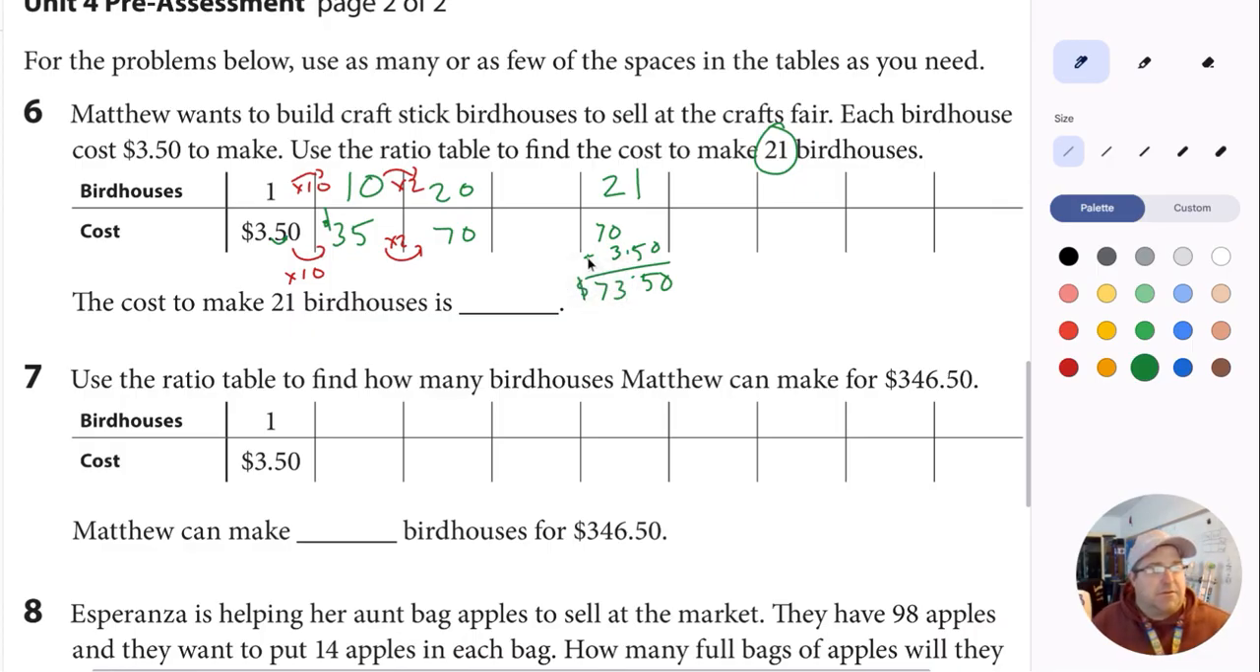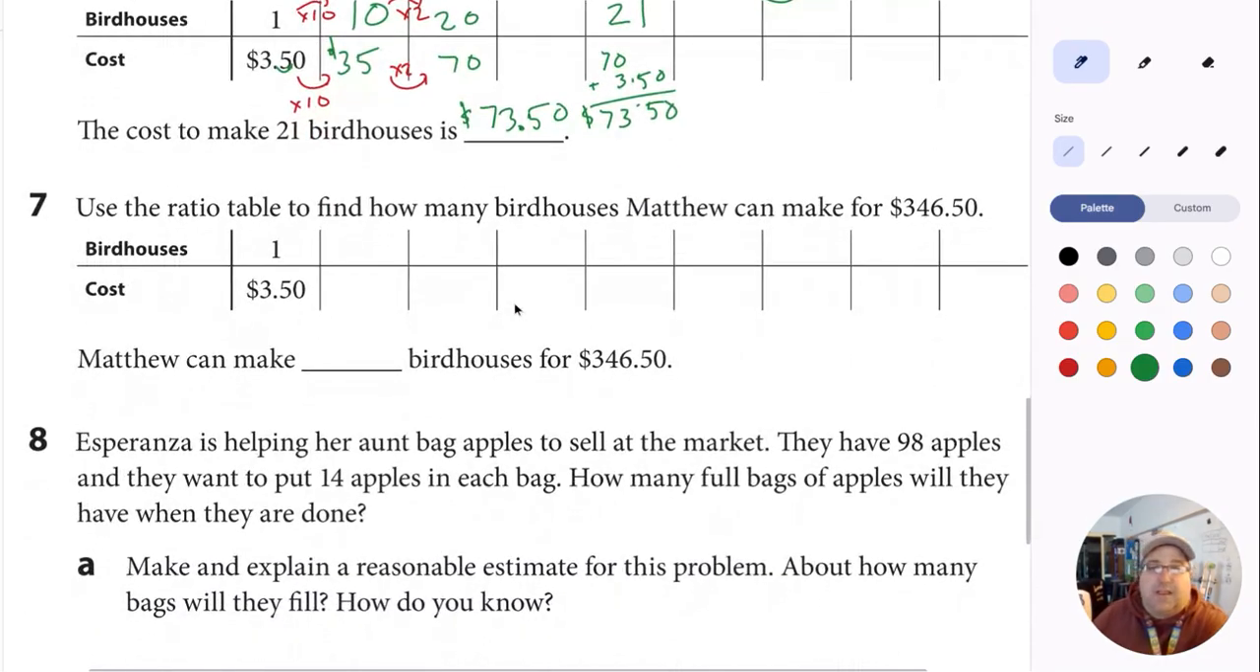So again, you can set your ratio table however you want. I'm looking at the answer key just as we're going, to make sure I'm on track. The answer key said 1 birdhouse was 350, 2 was 7, 4 was 14, 5 was 17.50. Personally, I don't really care about most of that because I know I can go to 10, double that to 20. So it's all about how the students want to set up these ratio tables. But we do want to get to our answer, which is 73.50. However you want to get to it.